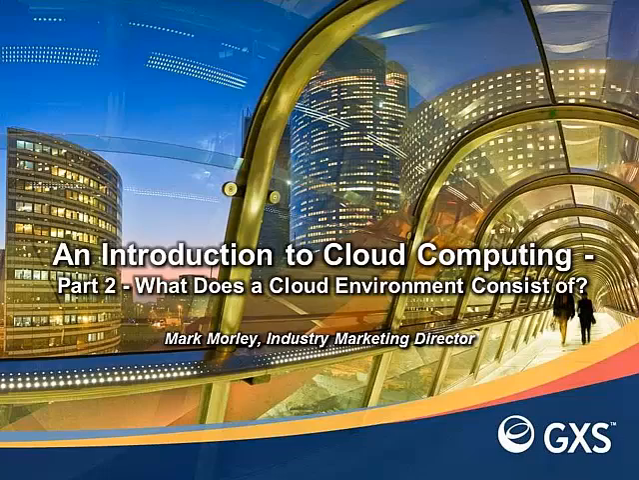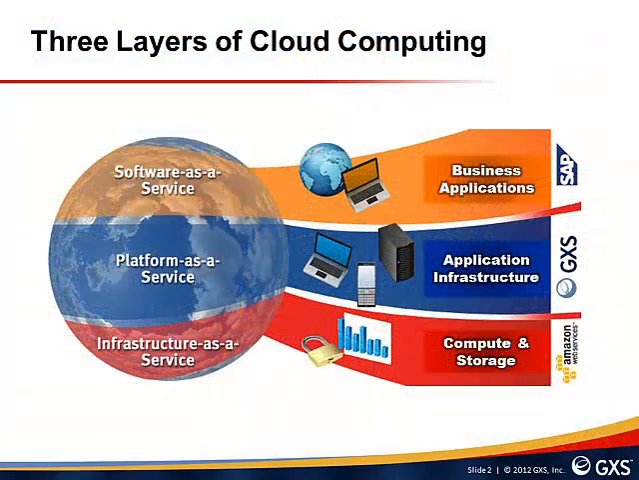So what exactly does a cloud computing environment consist of? Today's cloud computing environments typically comprise three different layers. Firstly, there's Infrastructure as a Service, or IaaS. This essentially provides the core backbone infrastructure onto which the rest of the cloud environment is built. For example, companies such as Amazon and EMC will provide extensive compute and storage facilities.